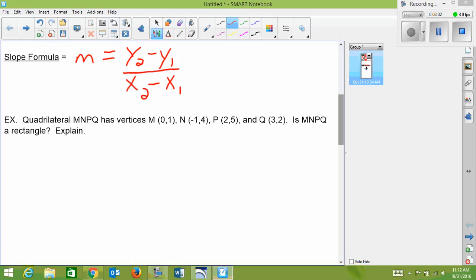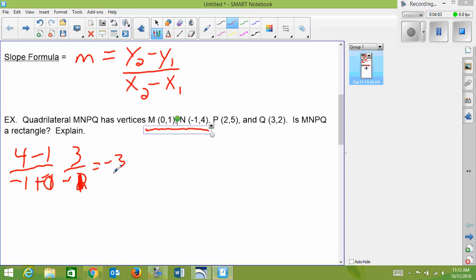So I need to find the slope of all four sides. The first one I'm going to do is M and N. So 4 minus 1 over negative 1 minus 0. Oh shoot, this should have been a 0 here. 4 minus 1 is 3. Negative 1 minus 0 is negative 1. So the slope of that one is negative 3.